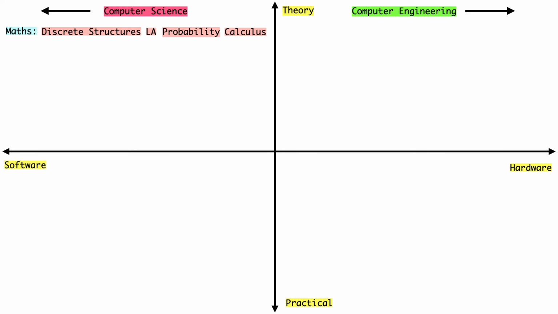So any computer science course starts with mathematics courses which are theoretical, and they are also very much connected to the software, so they can be placed in the top left quadrant, and those courses are discrete structures, linear algebra, probability and calculus. The corresponding textbooks and what we study internally will be discussed later in this video.